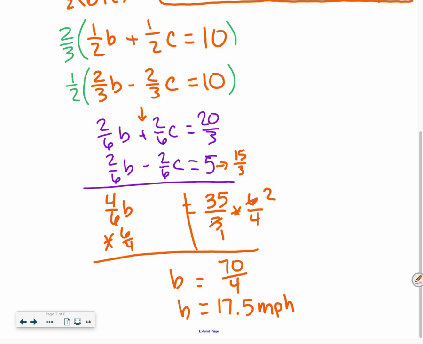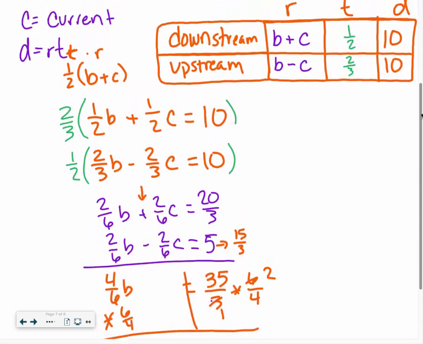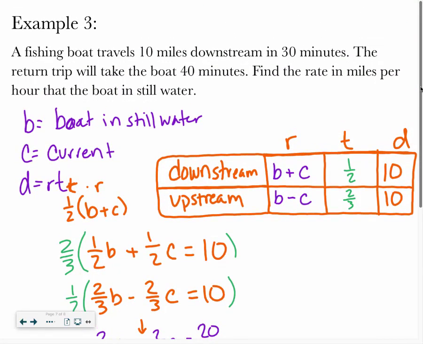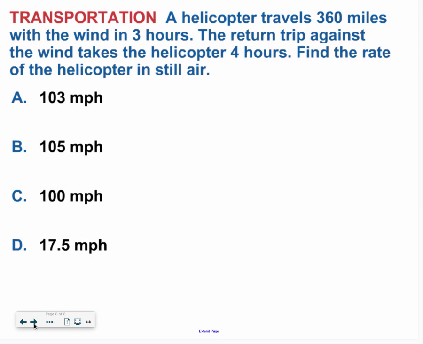So we have b, which, let's go back and look, what does b represent? The boat in still water. And we wanted to find the rate in miles per hour that the boat will be in still water. So that is 17.5 miles per hour. And I don't even have to go back and find out how fast the current is. If I wanted to, I could. The question is not asking for it. Okay? So why don't you guys go ahead and try this very last problem on your own, see how you do.